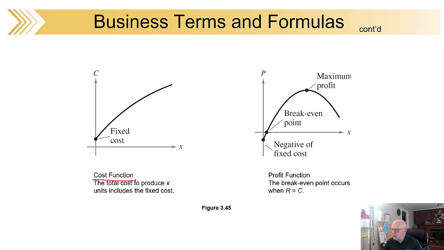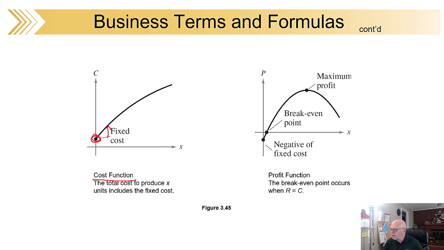Cost function. Here's our fixed cost, because even if we produce no items, there are certain fixed costs like insurance or heating, lighting, that sort of thing. And then depending on how many items we're producing, that cost goes up, because you can't produce something with no cost, at least not normally.